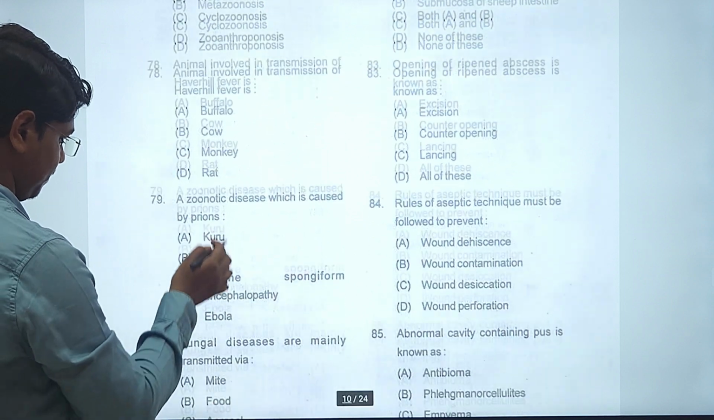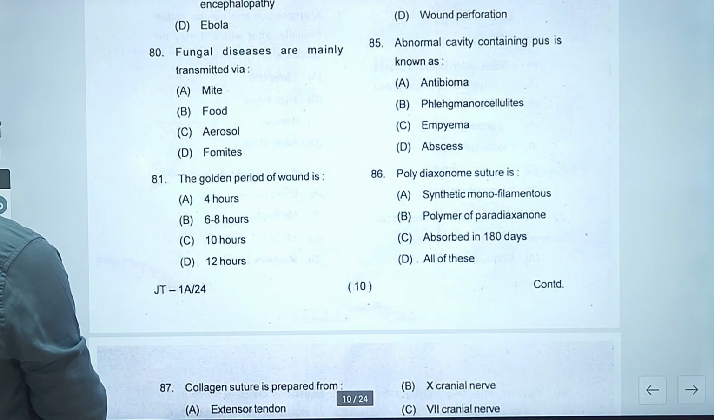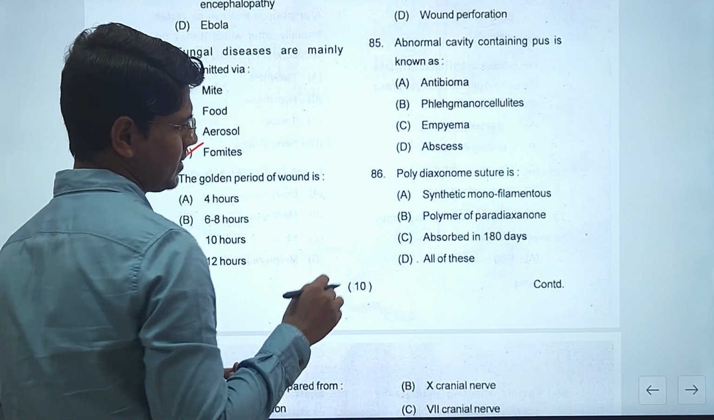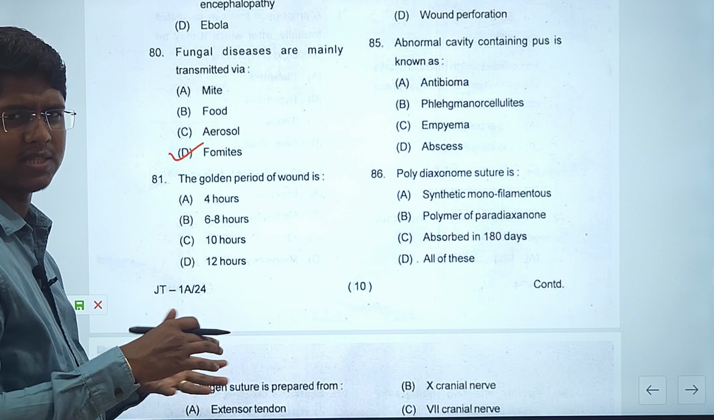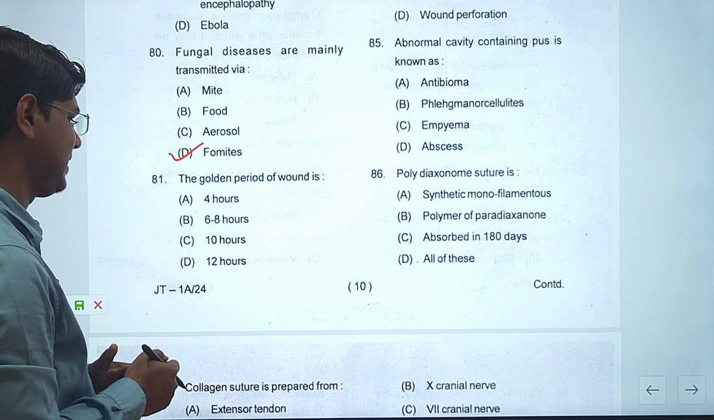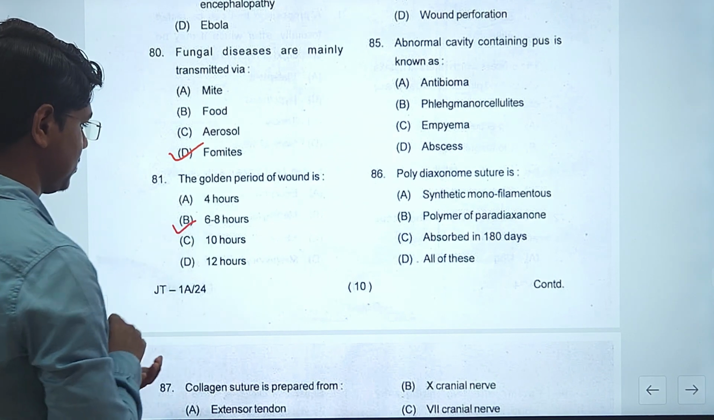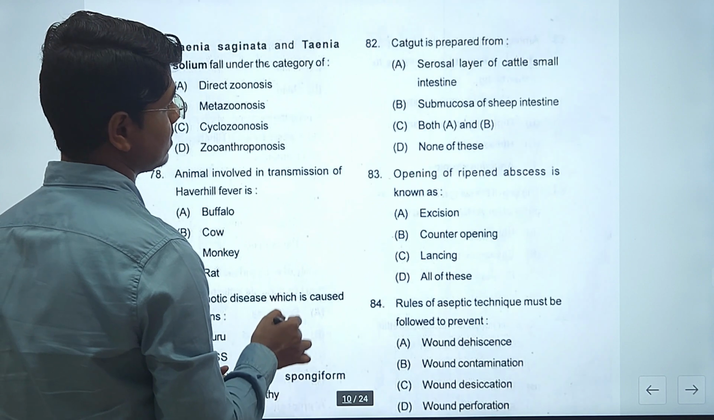Next question. Fungal diseases are mainly transmitted by fomites, inanimate objects. Fomites, like the dress or the bed sheets, chadars, all those things. The golden period of wound is 6 to 8 hours. Surgery questions. 6 to 8 hours. This is a golden period. Ideally, it is 6 hours.